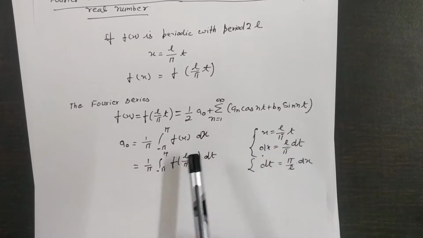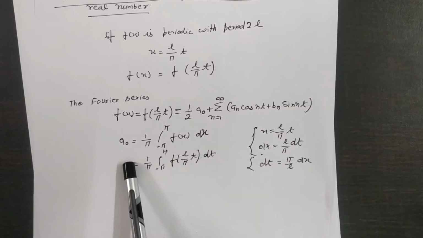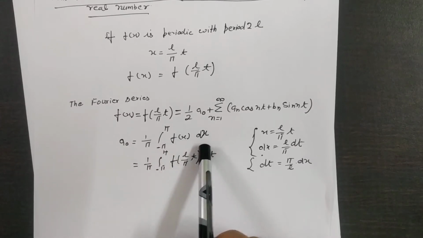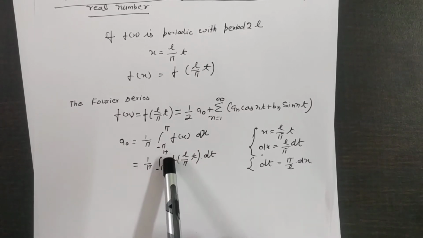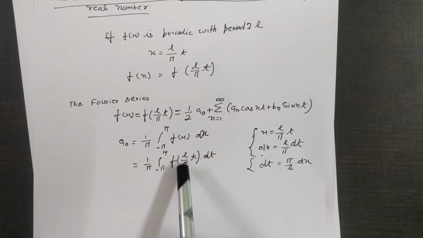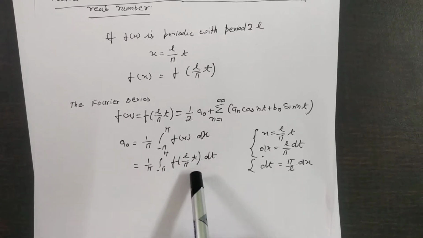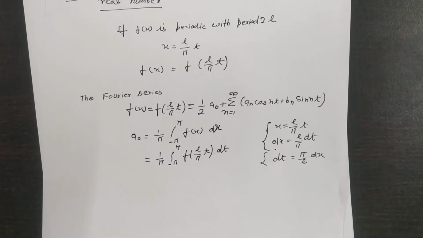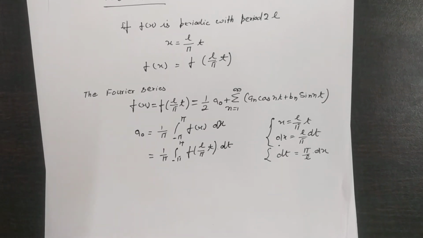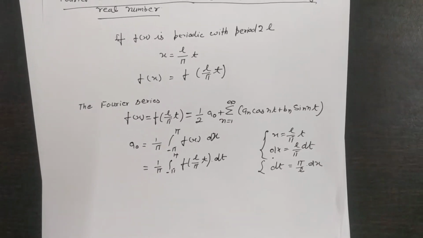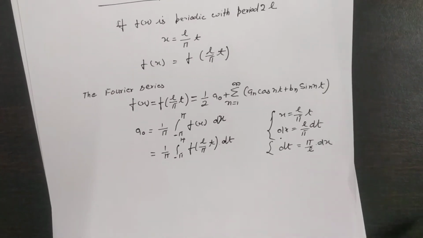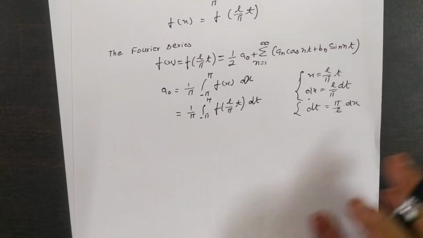Where a0, you know, is 1 by pi, integral from minus pi to pi of f of x dx. So 1 by pi, minus pi to pi, f of L by pi t dt. Similarly, you can define the Fourier coefficients also.